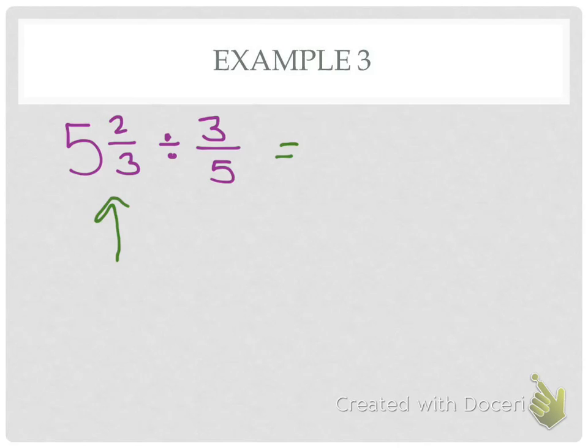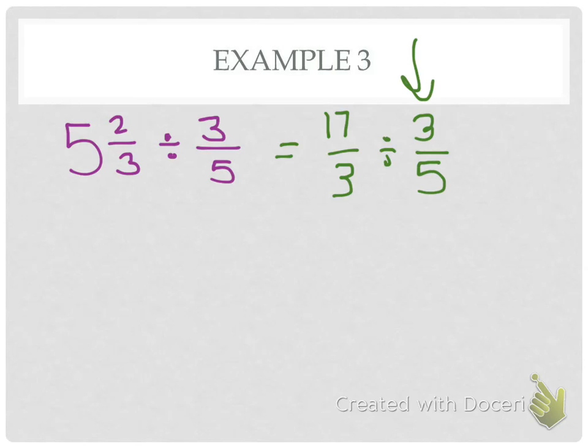All right, so let's do another one like that. Like example 3. Let's do 5 2/3 divided by 3/5. Okay, well, the first thing we're going to do before anything else is go ahead and change this 5 2/3 to an improper fraction. So that becomes 17/3 divided by 3/5.